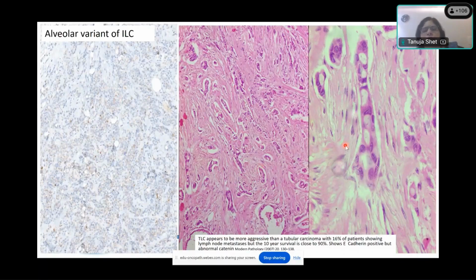This is a tubular lobular carcinoma. You see tubules, but it has lobular features. Now it has very good prognosis, but the problem with this is E-cadherin positive tumor.